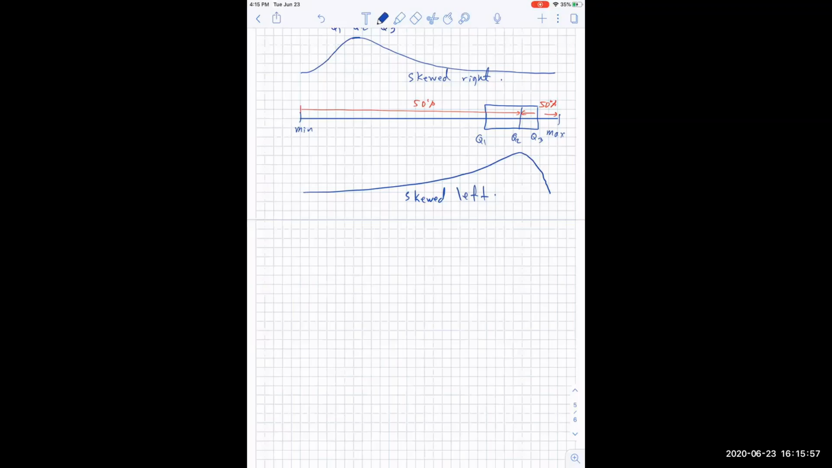Section 4.1, basic concepts of probability.